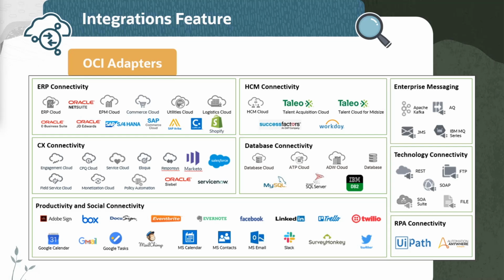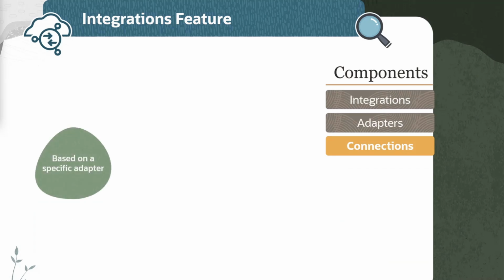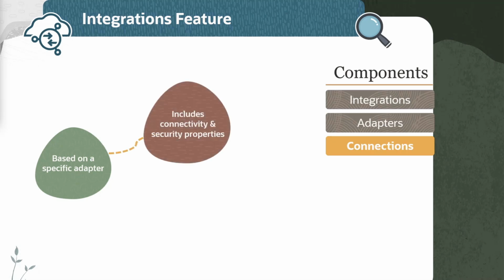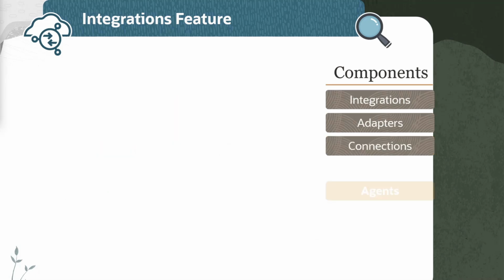Essentially, you'll be leveraging one or more of these when designing your integrations, which is handled with the configuration of connections. A connection is the component you'll define based on one of the adapters, which will include connectivity and security properties. In addition, you'll leverage that adapter's configuration wizard when configuring the connection for a particular use case within your integration.